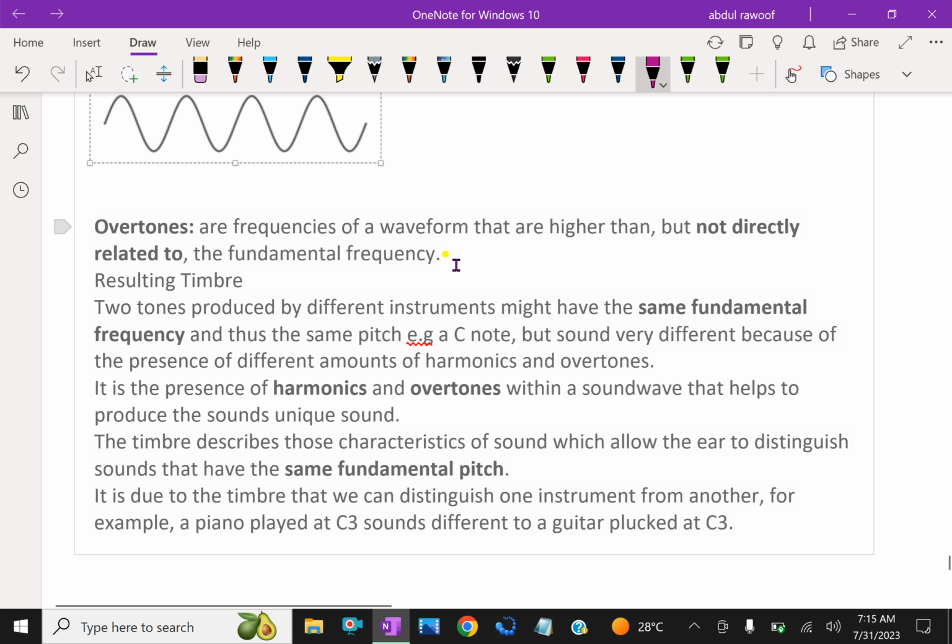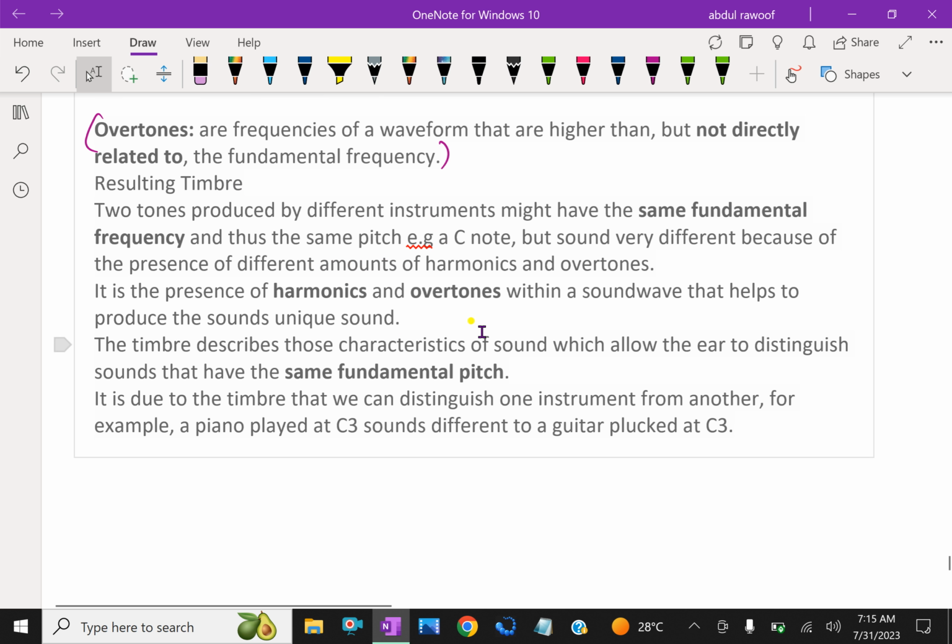What are overtones? Overtones are frequencies of a waveform that are higher than but not directly related to the fundamental frequency. Two tones produced by different instruments might have the same fundamental frequency and thus the same pitch, for example a C note, but sound very different because of the presence of different amounts of harmonics and overtones. It is the presence of harmonics and overtones within the sound wave that helps to produce the unique sound.